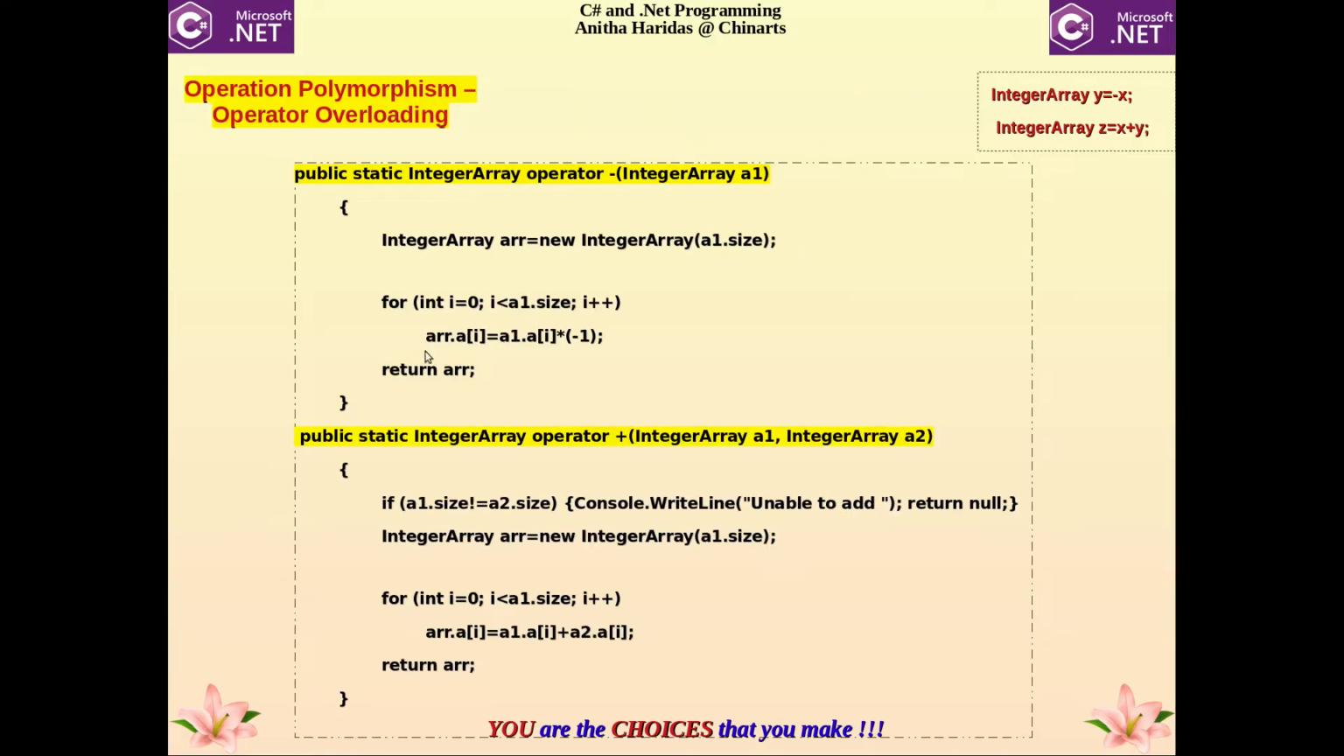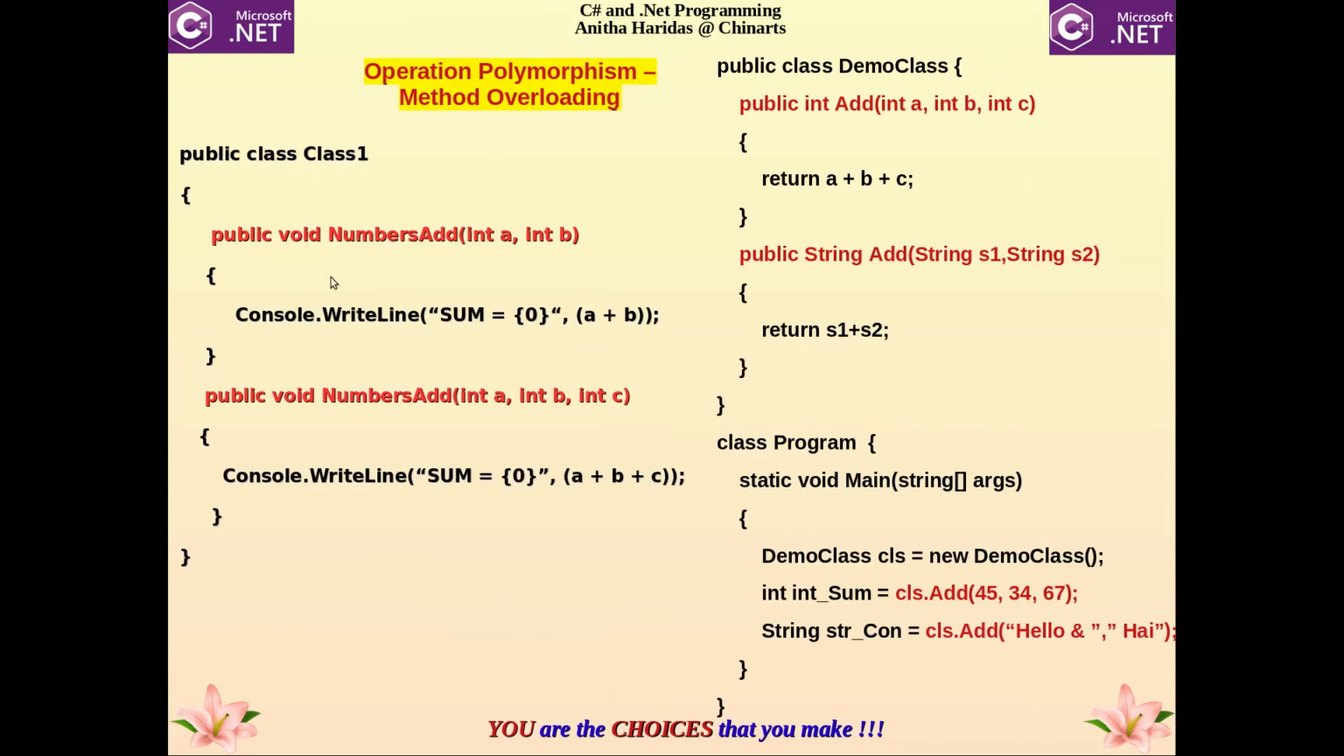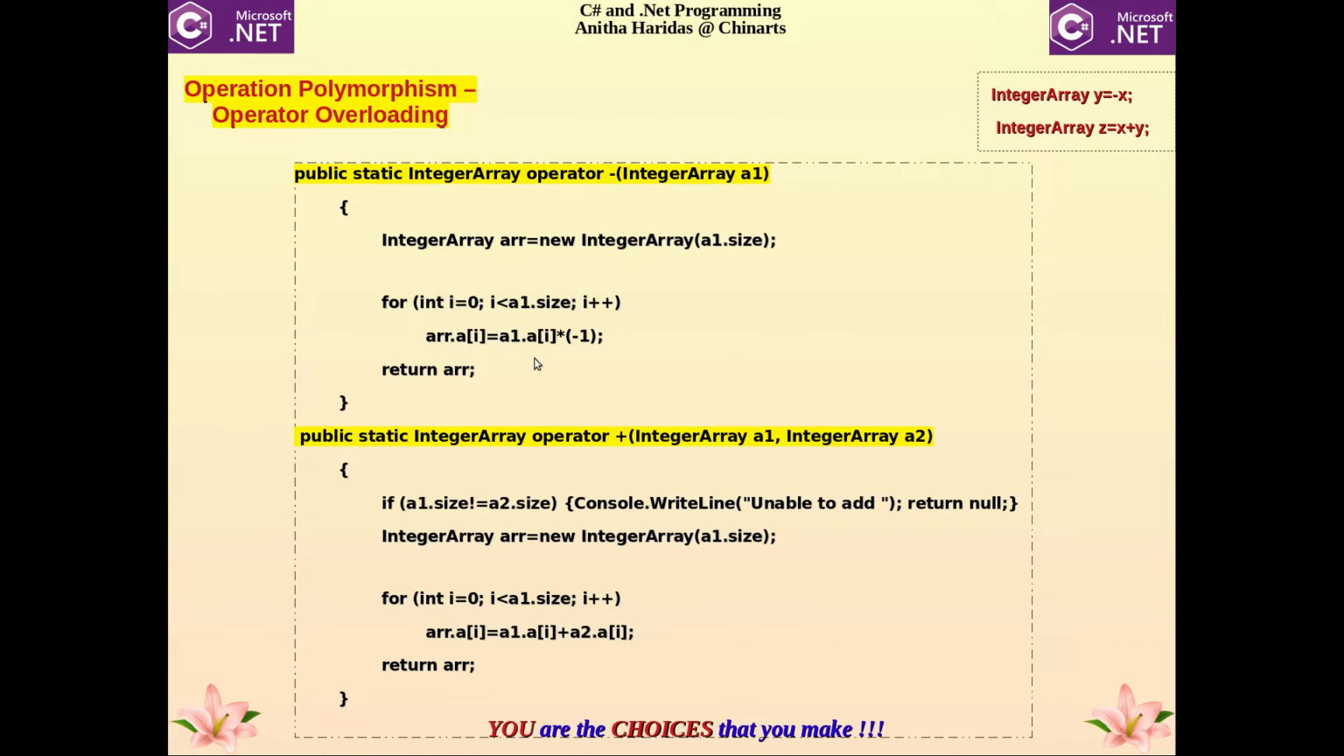So this is what we have seen now. In the method overloading, we have same name with different signature and different tasks to be performed. In the operator overloading, the predefined operators of C# are overloaded for the class objects to perform different tasks.